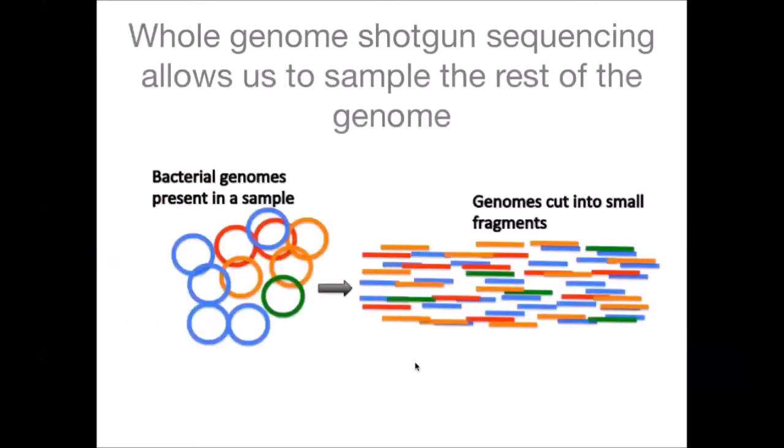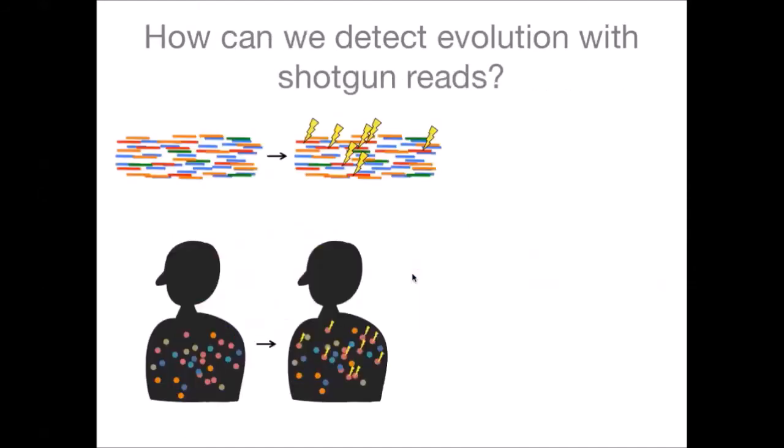So we can instead use a different technology, such as whole genome shotgun sequencing, to sample the rest of the genome. And what this does is it takes all the DNA present in a sample and shears it and sequences it. And so this is really exciting because now you're sampling the entire ecosystem, the entire genome, but it's also really challenging data because these are very short fragments of just 100 base pairs, and somehow we need to make evolutionary inferences from this.